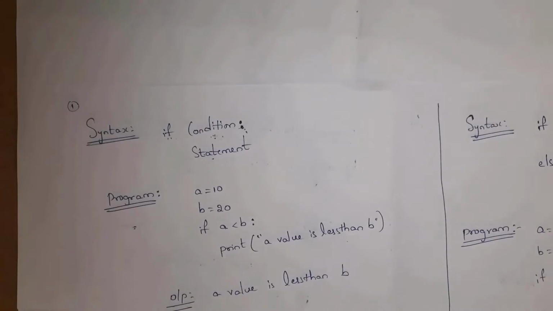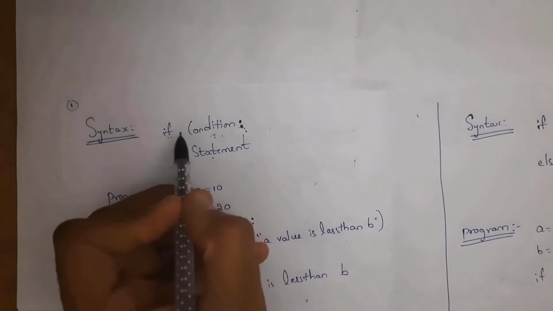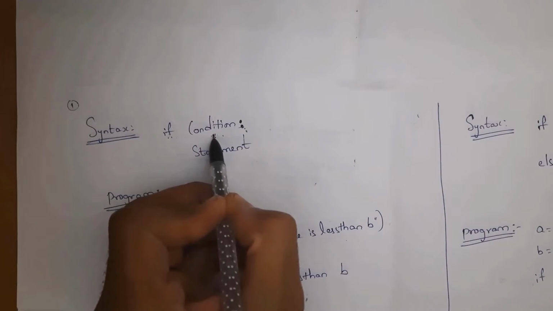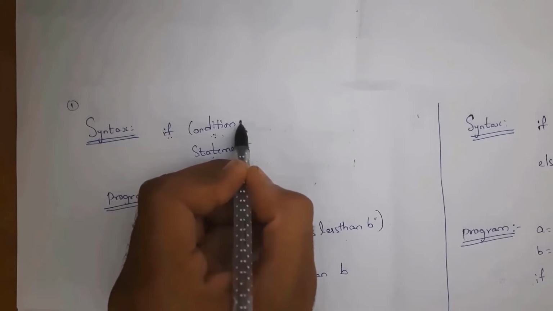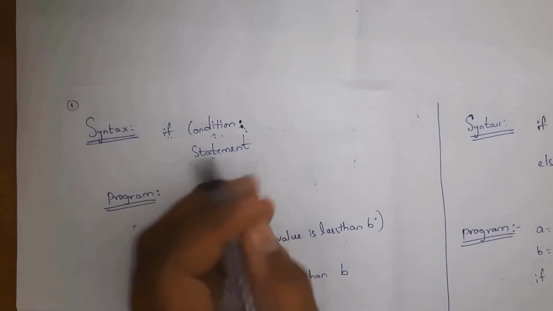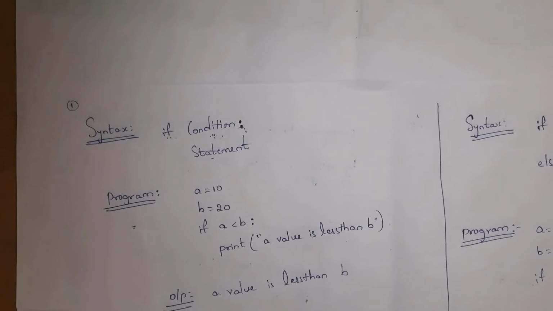This is the syntax of the if statement. At first you need to write if and give the condition. After writing the condition, give the colon symbol. After giving the colon symbol, inside if you need to write statements. This is the syntax of the if statement.